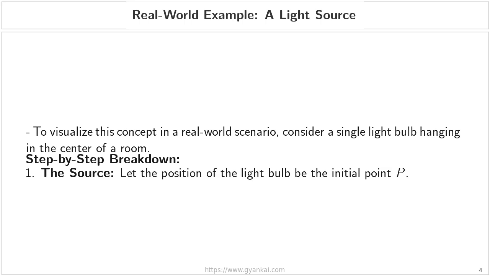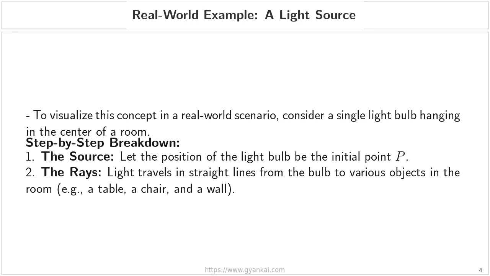First, let's identify our source. We will let the exact position of that light bulb be our initial point, which we'll label as point P. Next, think about the light rays themselves.